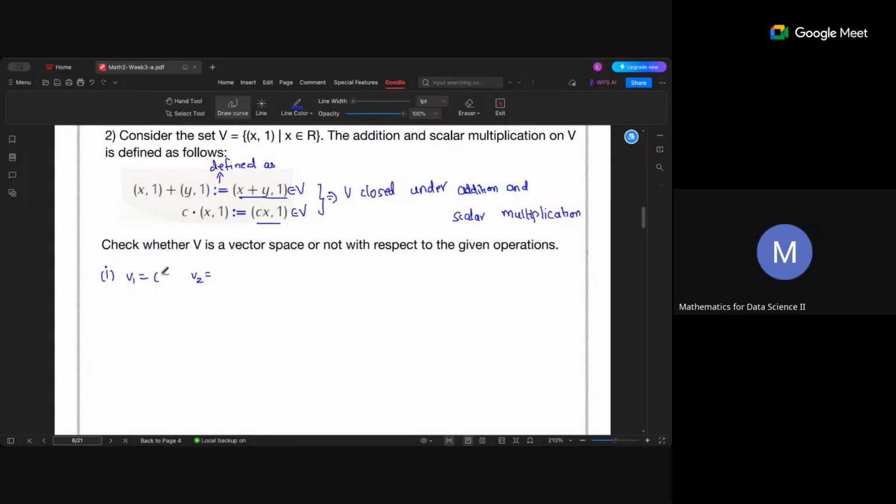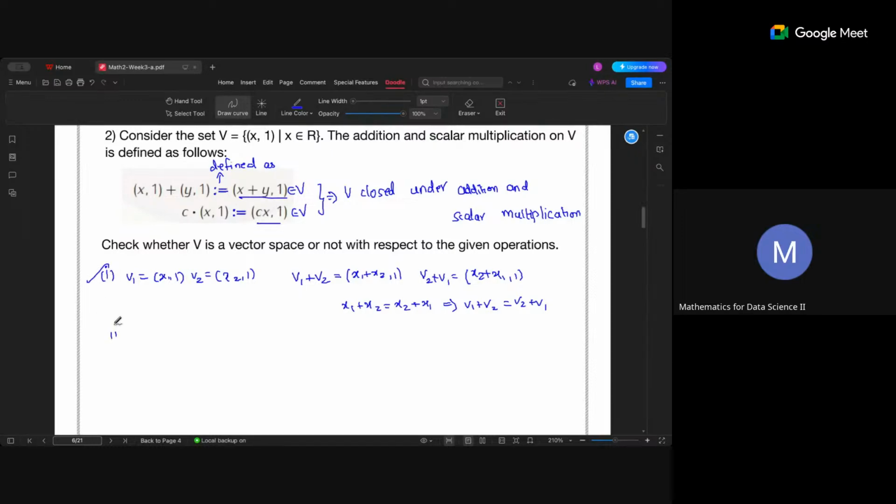So v1 is, let's say, (x1, 1), v2 is (x2, 1). So what is v1 plus v2 according to this addition? It is (x1 plus x2, 1). And what is v2 plus v1? It is also the same, (x2 plus x1, 1). Since x1 and x2 are real numbers, x1 plus x2 is the same as x2 plus x1. So this means that v1 plus v2 is also the same as v2 plus v1. So the first property is satisfied.